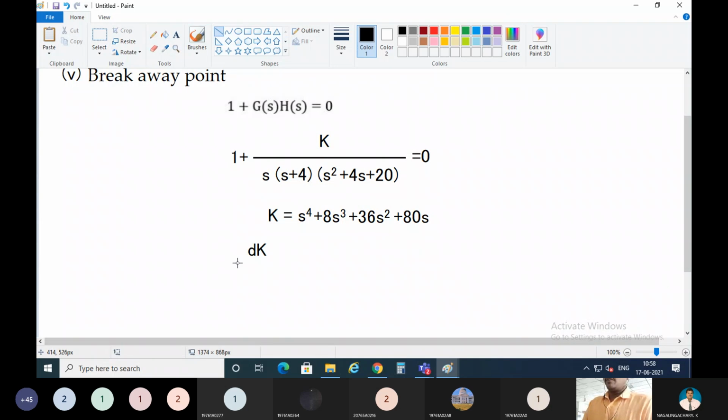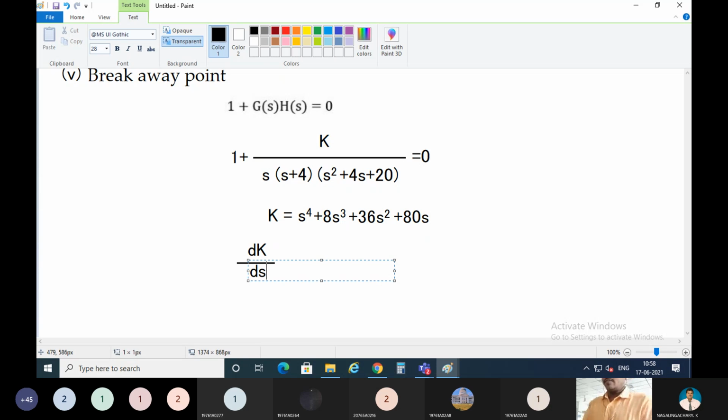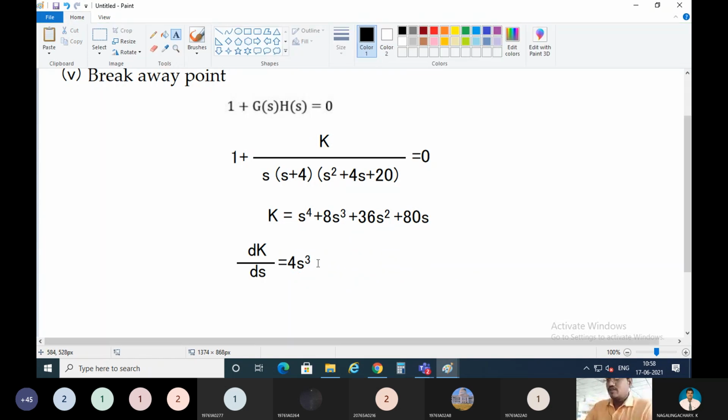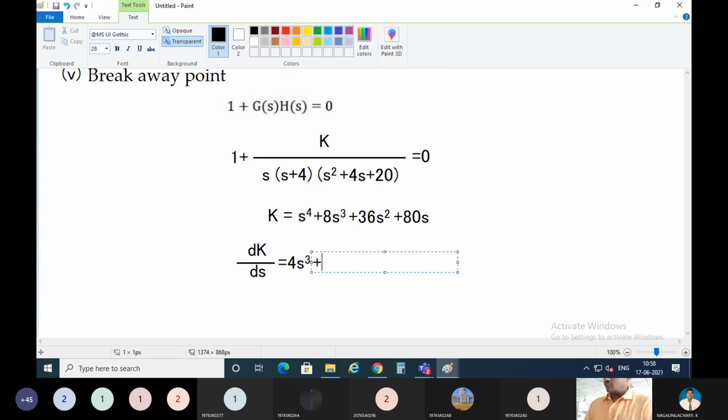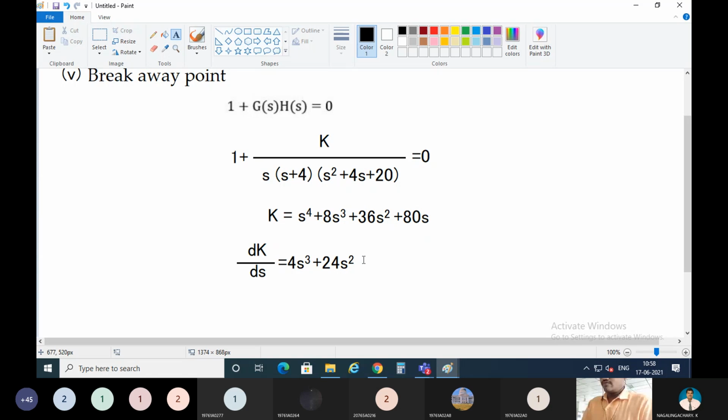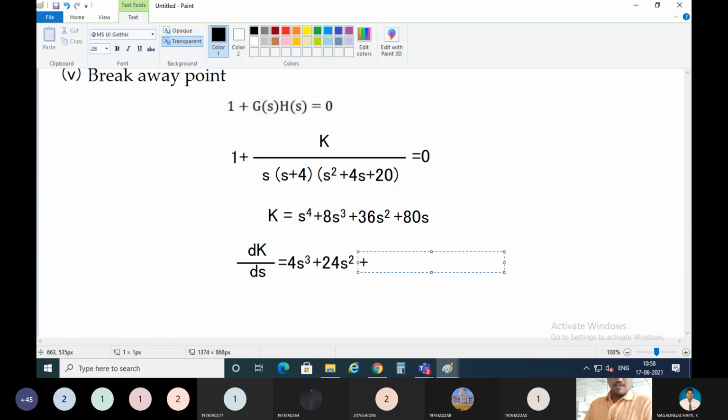What is dk by ds? If you do dk by ds and set it equal to 0, that is 4s cube plus 24 s square plus 72s plus 80 equal to 0.